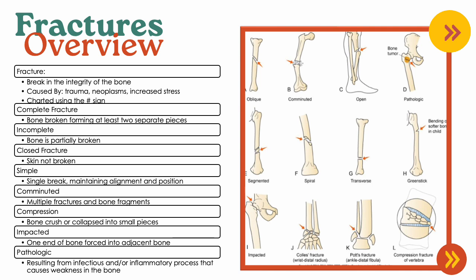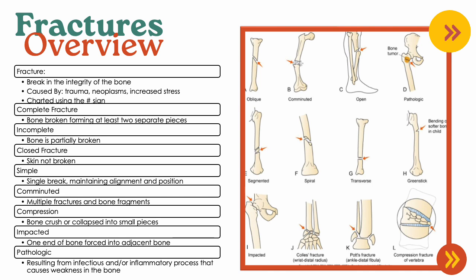You can have a compression fracture where you have a crush injury and it collapsed into very small pieces. You can have an impacted fracture where you have a bone that's forced into an adjacent bone, causing a fracture in that area where they were forced together. And then remember how I said you can have fractures that are secondary to disease processes. Normally, this is called a pathological fracture, and this is resulting from an inflammatory process or an infectious process that causes your bones to be weakened.